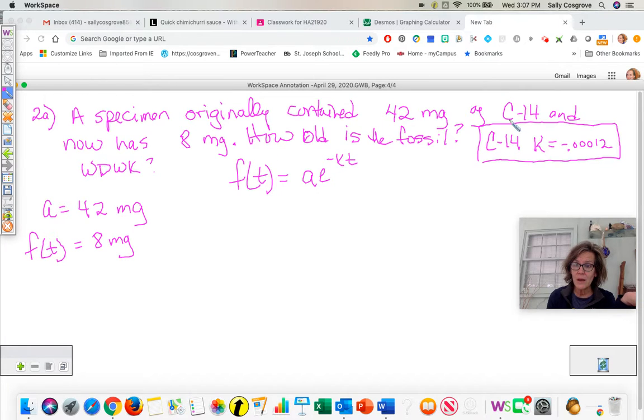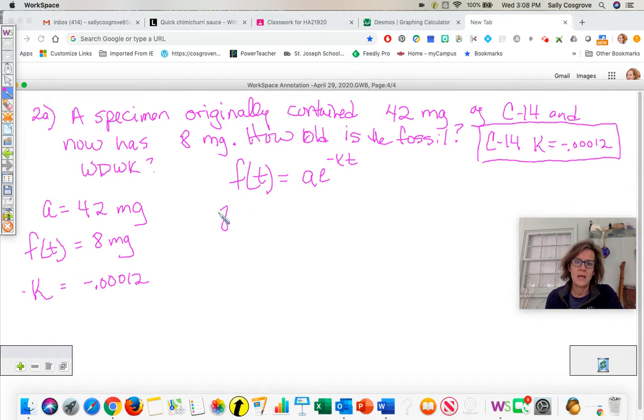And because we're talking about carbon-14, we know the K value, right? We know that K, or negative K, is negative 0.00012. So we know A and F of t and K. E, remember, is the letter, but it's not a variable, of course. It's Euler's constant. So what's the only thing in this whole piece that we don't know? Well, we don't know T. Is that what they're asking us to find? How old is the fossil? Yep, that's what we're asking to find. So we can figure this out. Let's plug in everybody that we know into our equation.